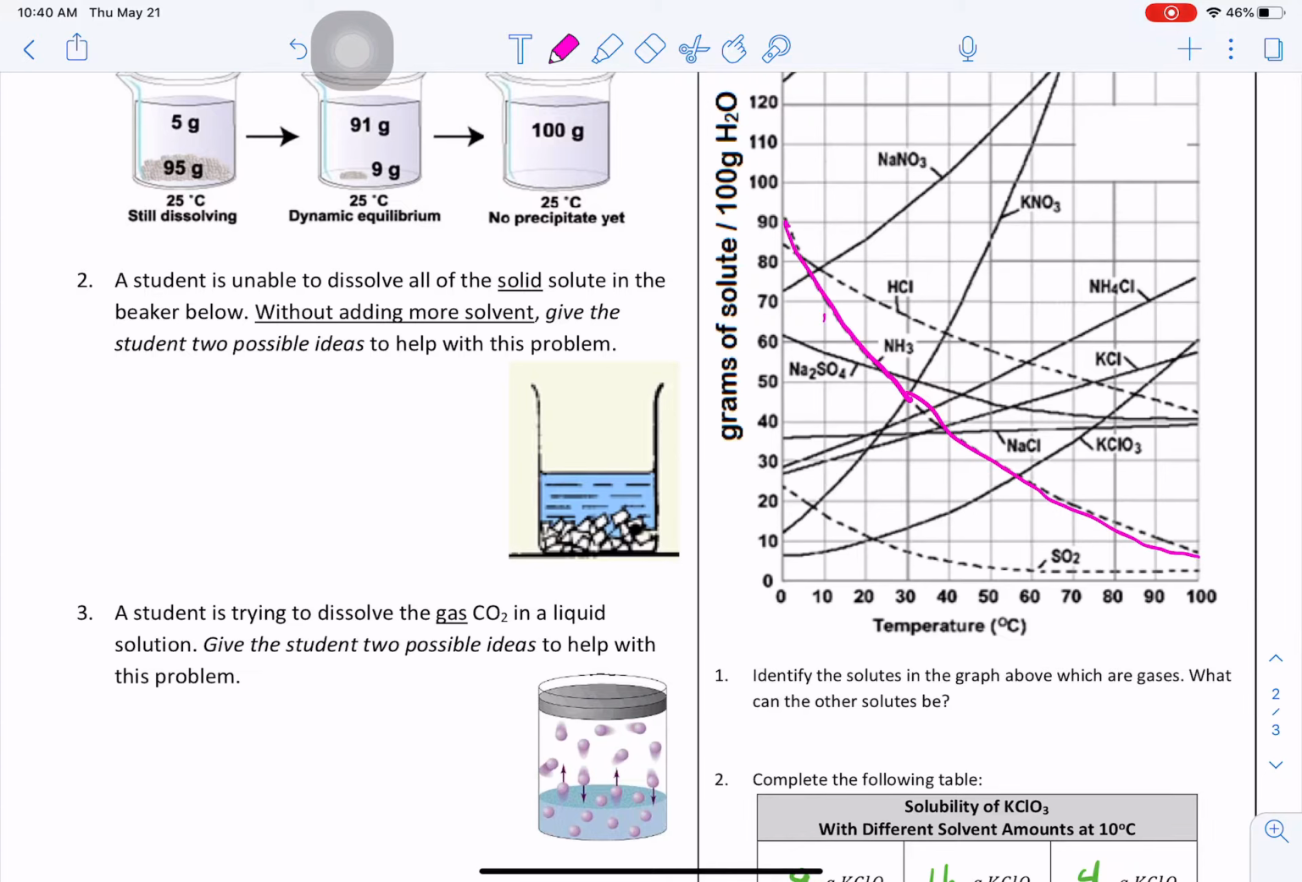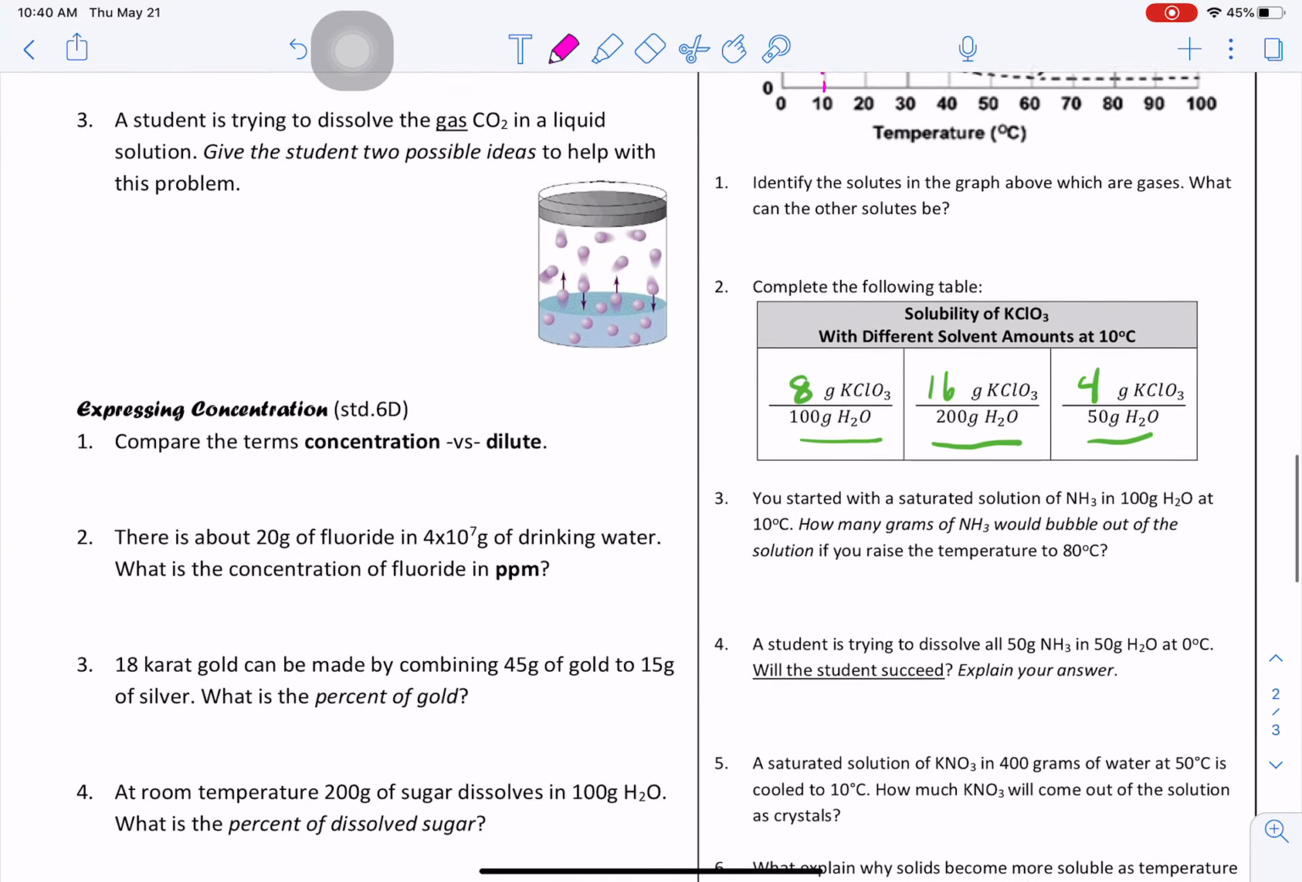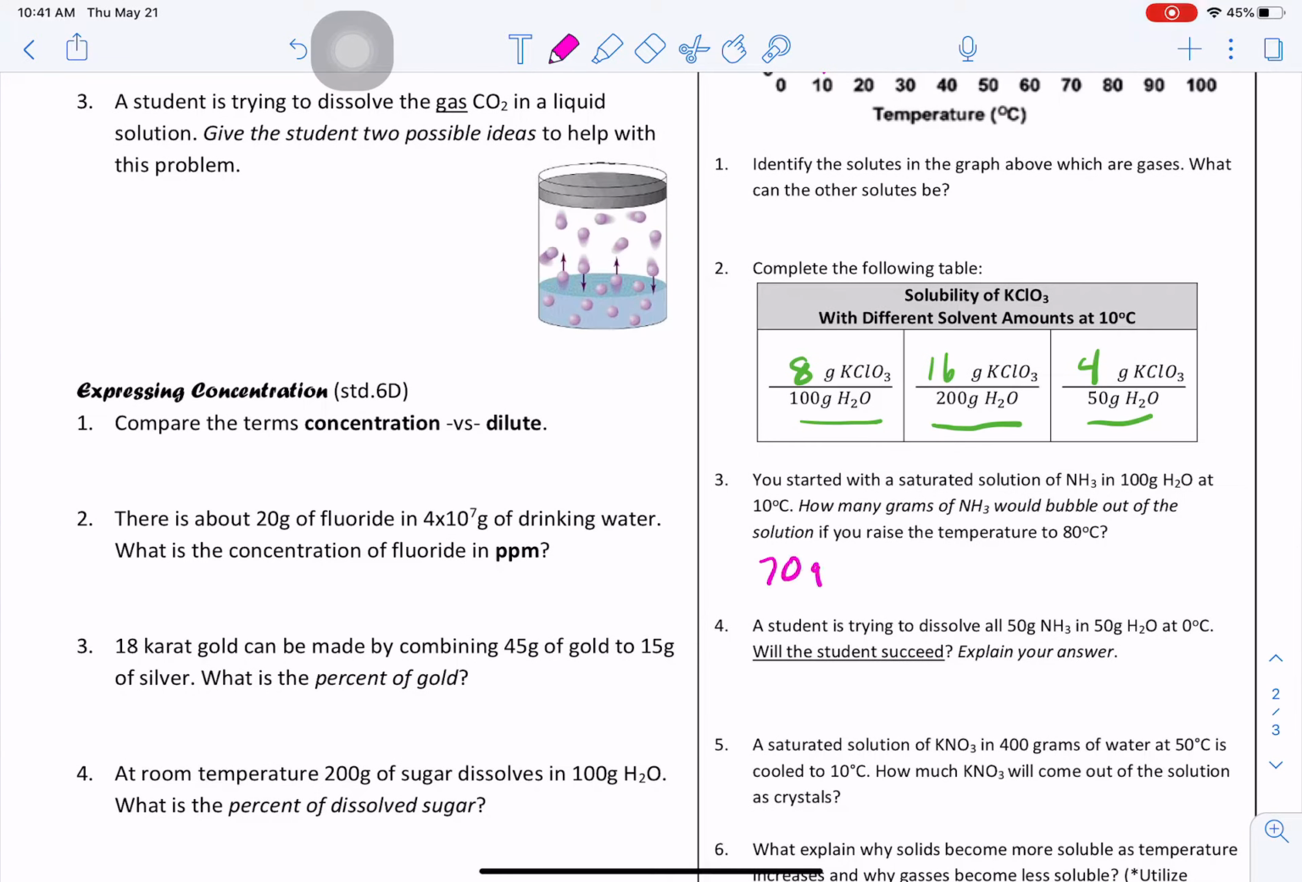Okay. All right, now at 10 degrees Celsius, what is the maximum amount we can dissolve? The maximum amount is 70 grams. So let's write that down. Okay, so that's the first part. So at 10 degrees, we can dissolve 70.